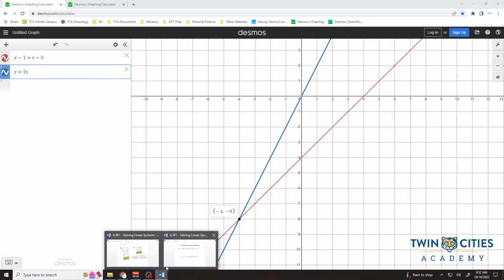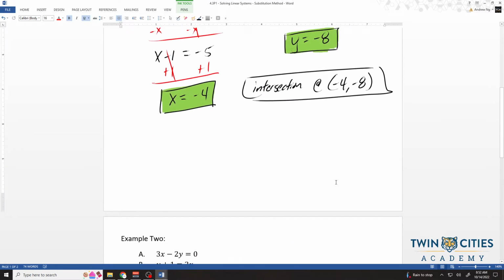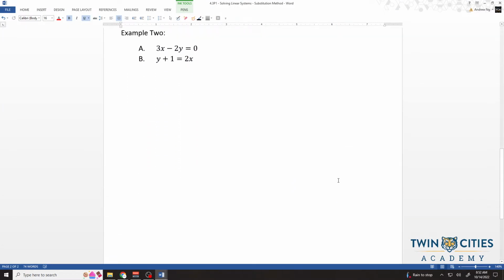Let's go back and let's do another one. Let's do this one. 3x minus 2y equals 0, and y plus 1 equals 2x. So remember, the first thing I want to do is solve for a variable. So I pick out which one might be easier to solve a variable for. I think in this case, I'm going to start with equation b. So b looks like this. Y plus 1 is equal to 2x.